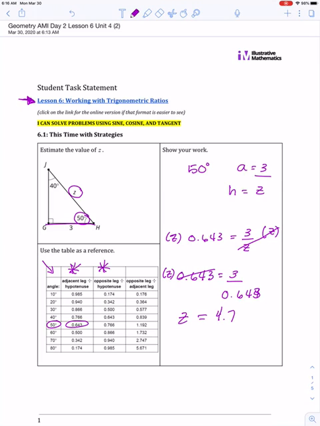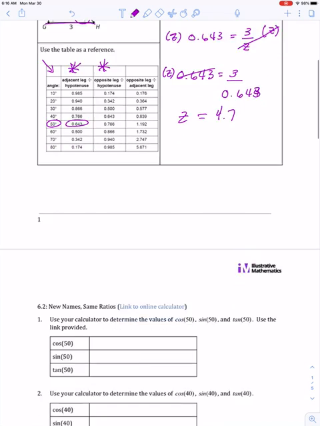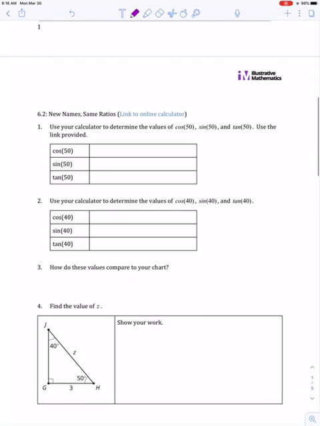Okay, so that's what we were working on before all this crap happened, that now we're doing everything from home. So the goal of last week, or 2 weeks ago now, what I wanted y'all to see is looking at what this cosine, sine, and tangent means.